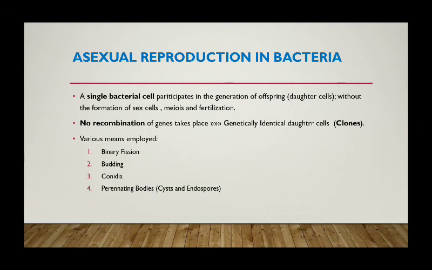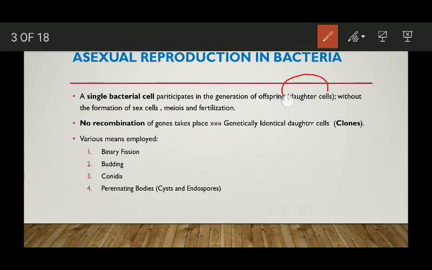Now we will have a brief overview of asexual reproduction and its different types. In asexual reproduction, a single bacterial cell participates in the generation of offspring. That means only one bacterial cell participates in reproduction, and this cell forms the daughter cells without the formation of sex cells, meiosis and fertilization. This is very much important. You have to remember this.